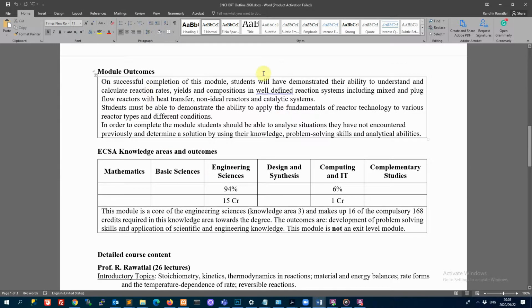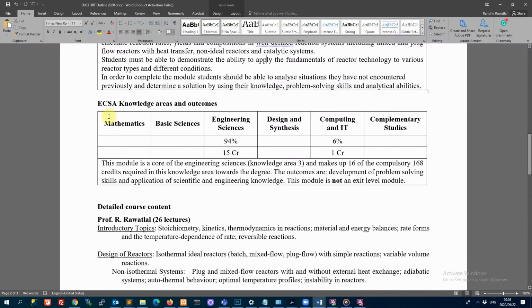All right, here are the outcomes. If you complete the course successfully, you'll be able to understand and calculate reaction rates, the yield and composition coming out of the reactor. You'll be able to create mass and energy balances on the ideal reactor types, namely the perfectly mixed reactors, the plug flow reactor, the batch reactor. But then we will also look into non-ideal types of reactors where the flow patterns are not so well defined. You'll still be able to do those balances, and even in the face of complex catalytic influence. So even when you have particles with catalysts embedded in them, that's going to influence the reaction rate. We'll still be able to design our reactor.